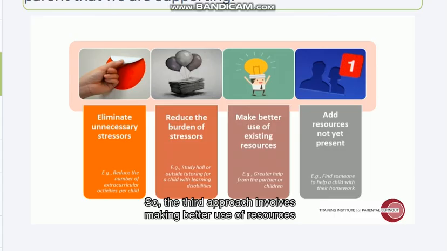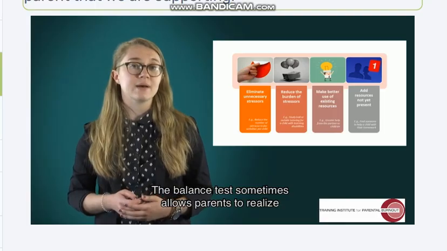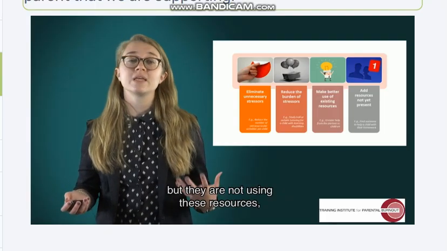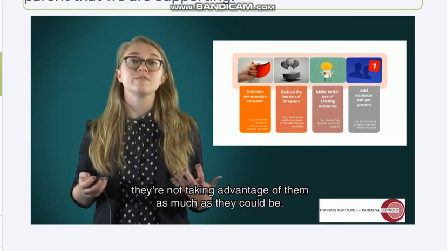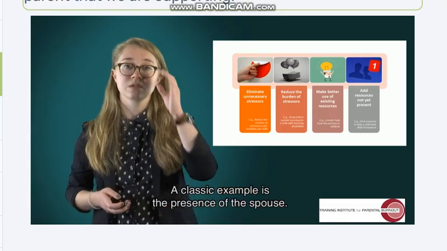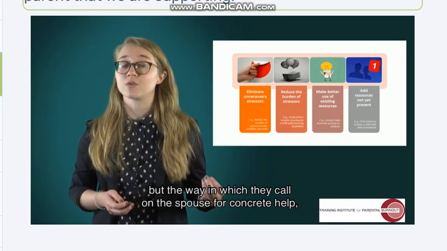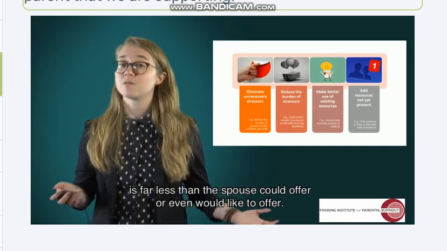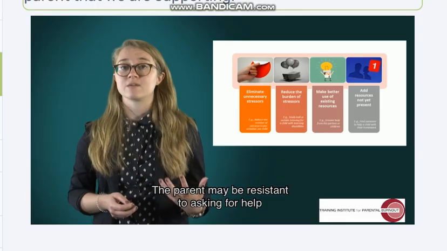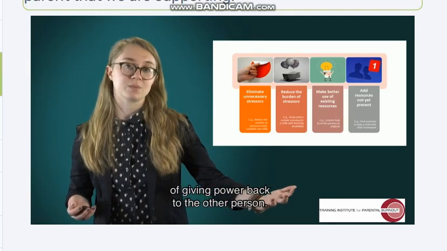So the third approach involves making better use of resources that are already present. The balance test sometimes allows parents to realize that they already have resources, sometimes a good number of them, but they are not using these resources or not taking advantage of them as much as they could be. A classic example is the presence of the spouse. The parent recognizes that their spouse is present, but the way in which they call on the spouse for concrete help or for emotional support is far less than the spouse could offer or even would like to offer. The parent may be resistant to asking for help because it can be seen as an admission of weakness or of losing face, of giving power back to the other person.